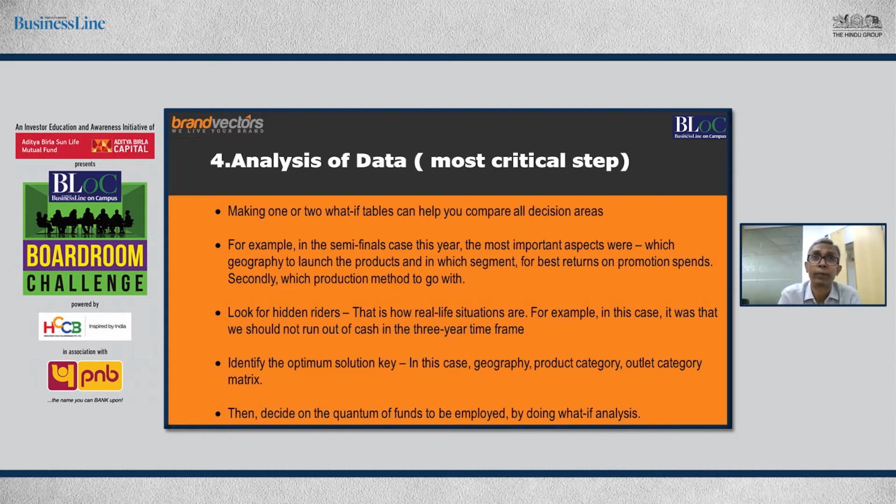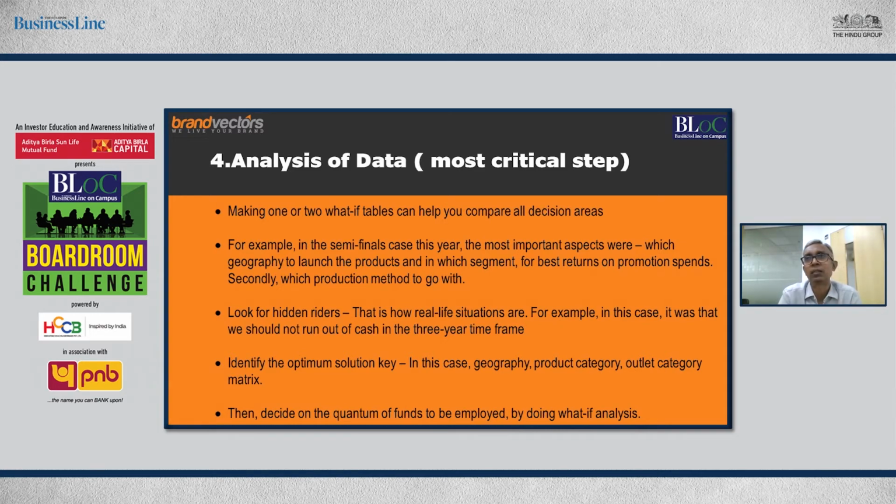Then you put what you call the pressure test on how much money we should put. Should it be 10 crores? Should it be 15 crores? Should it be 20 crores? Should it be 30 crores? At what money will I have enough money left for other aspects of the business, and I should not run out of money by end of 3 years? So that's the second part of looking at this matrix.